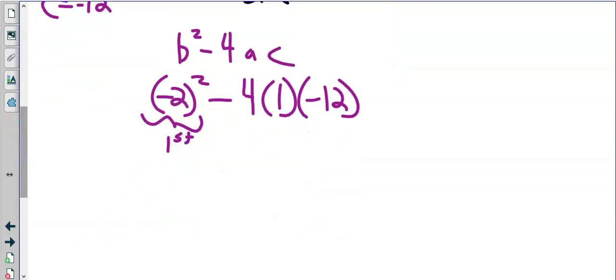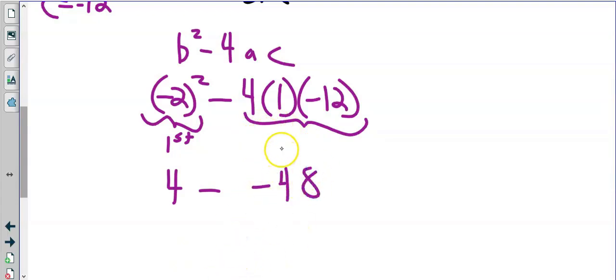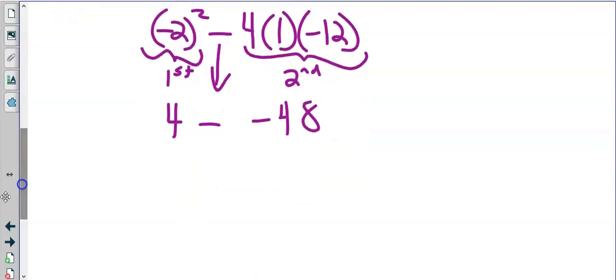Say it again, Brandon. That's 4. Perfect. Minus, minus. And then now I work the multiplication. 4 times 1 is just 4, and then 4 times negative 12 is negative 48. So I got negative 48. That's the second part. And then the third part is where I actually do the subtraction of the two numbers. And since it's a negative subtracting, it's basically just a positive, so that's 52.